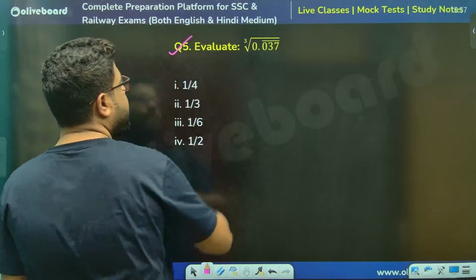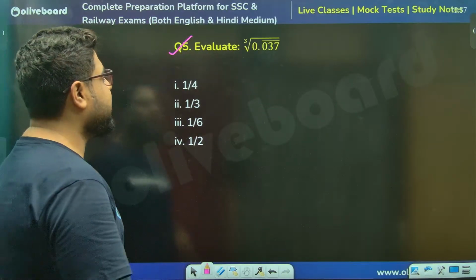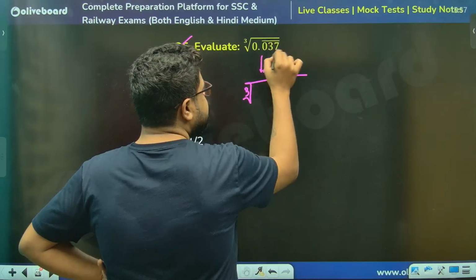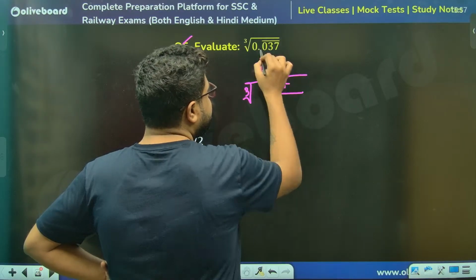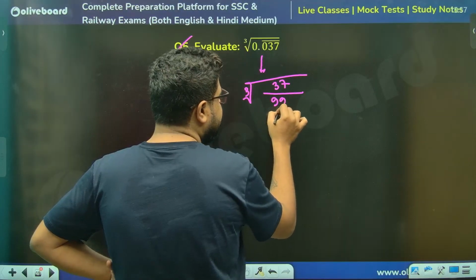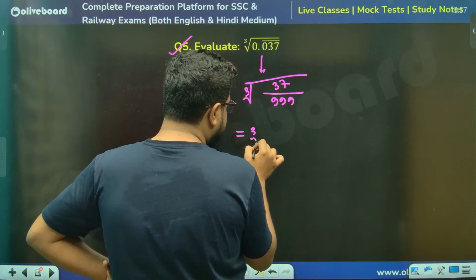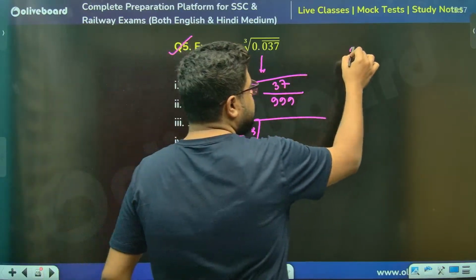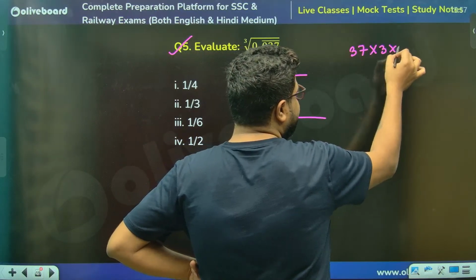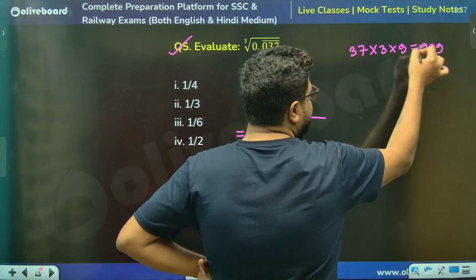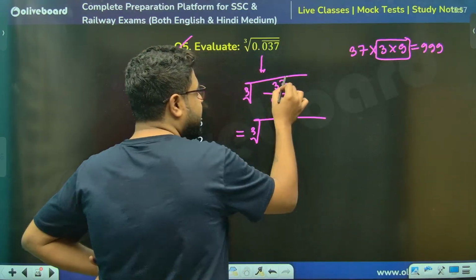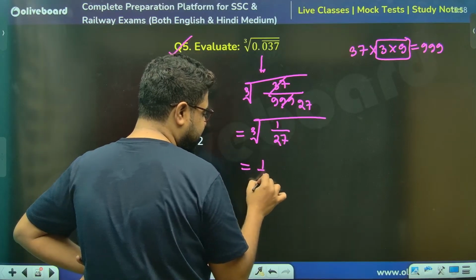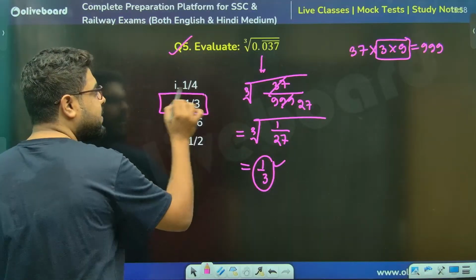This one, sir. Many people do not have this clue. Sir, cube root of 37 divided by 3 numbers under bar, 999. And the problem is that ये देख के लोग डर जाते. Sir, I just showed you, 37 into 3 into 9 gives you 999. Meaning, sir, 3 into 9, 27. So if you cancel it, it will be 1 by 27. And once you know this, you'll say, sir, ये तो 1 by 3 होगा. It will be, sir, 1 by 3.